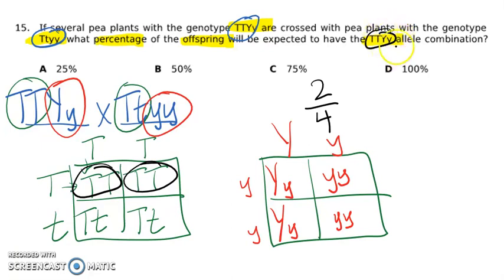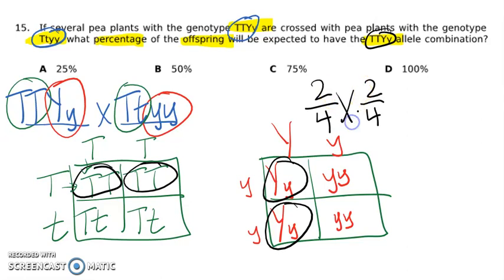Next, we look at the Y's. We're looking for the heterozygous Y's. Circle them. Here's one, here's another one, and we write that fraction without reducing it. Remember, the last step of a dihybrid cross is always to multiply your fractions. If you don't multiply, you will always get the question wrong.